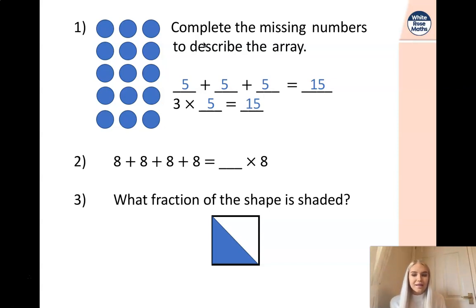Number 2, 8 add 8 add 8 add 8 equals something multiplied by 8. Well, if we know that equals means the same as, how many 8s would have to be the same as something multiplied by 8 to be the same as here? Well, we can see that we have got 4 8s, exactly like here we had 3 5s, and that would mean that it is 4 multiplied by 8. Finally, what fraction of this shape is shaded? We can see that half of the shape is shaded.